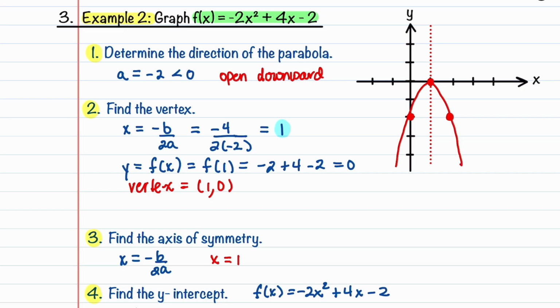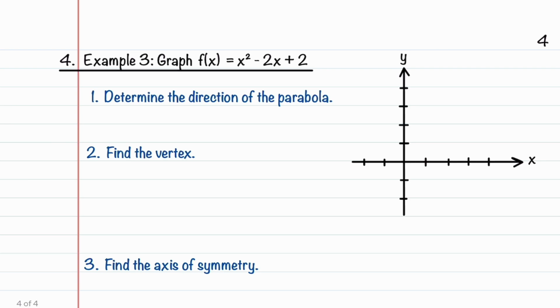Let's look at another example. This example is going to be an example where we have no x-intercepts, and I wanted to show you what that looks like. Here's our function that we're going to be graphing. Let's start by determining the direction of the parabola. Our a in this problem is equal to 1, and it's greater than 0, so our parabola opens upward.